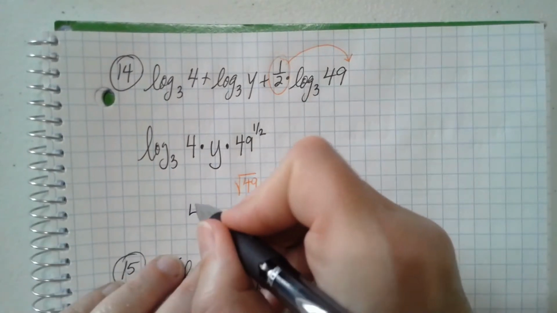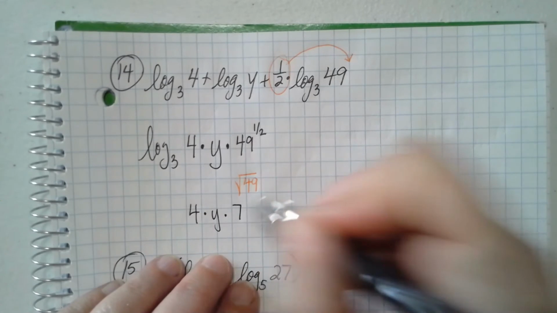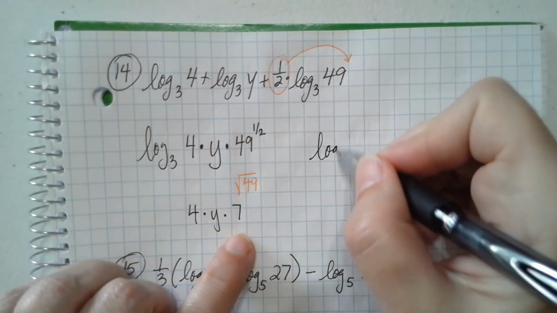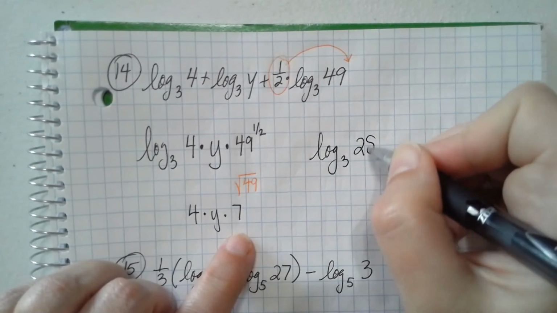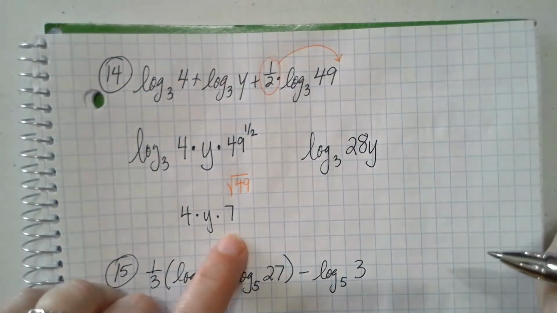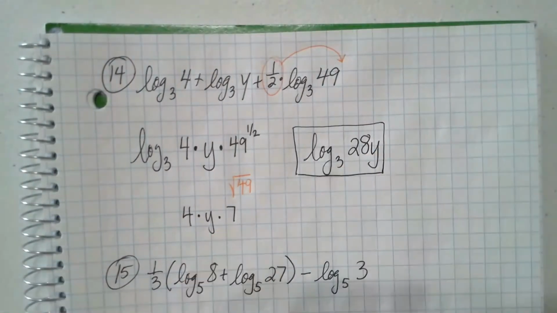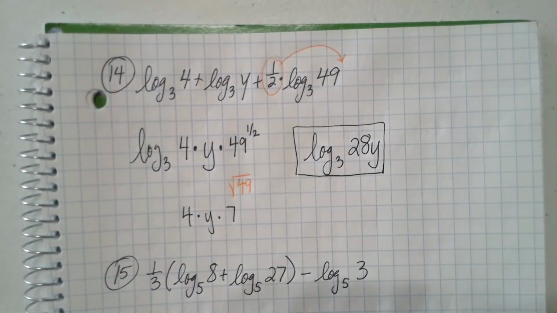So I'm going to have 4 times y times 7. So I'm going to multiply 4 times 7 and get 28y. So 4 times 7 makes 28, and the y just stays there. Okay.